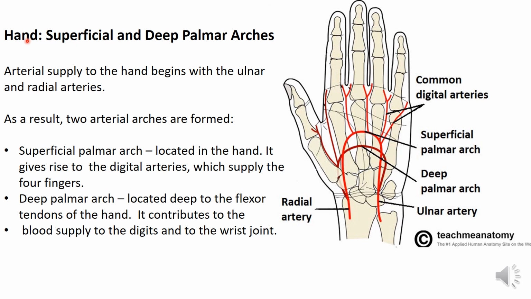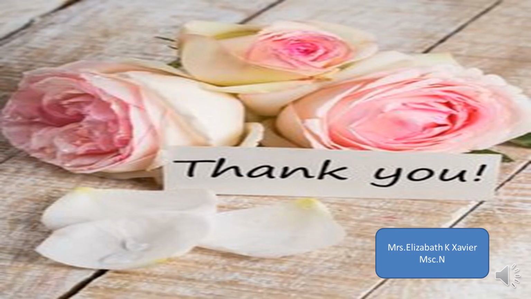The arterial supply of the hand is from superficial and deep palmar arch. They are formed by the union of radial and ulnar artery. The deep palmar arch supplies the wrist joint and the thumb. The superficial palmar arch supplies the remaining fingers of the hand. That is the end of arterial supply of the upper limb.